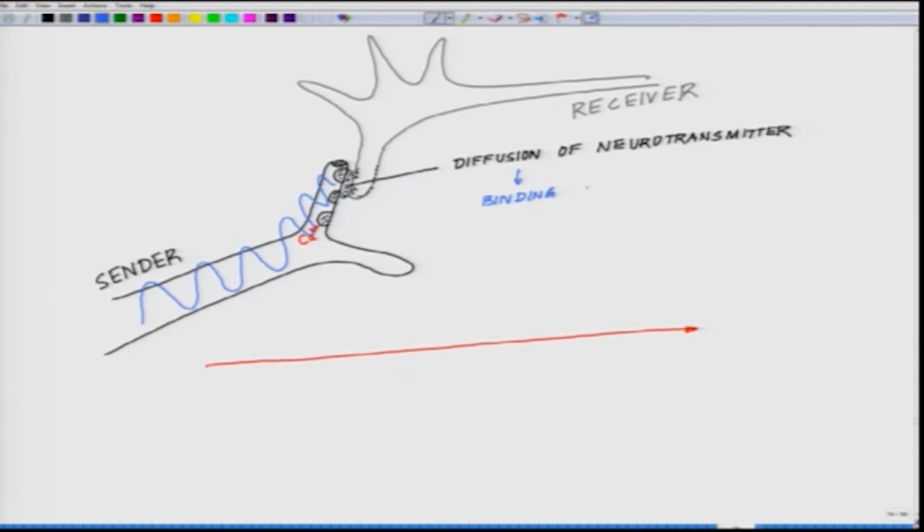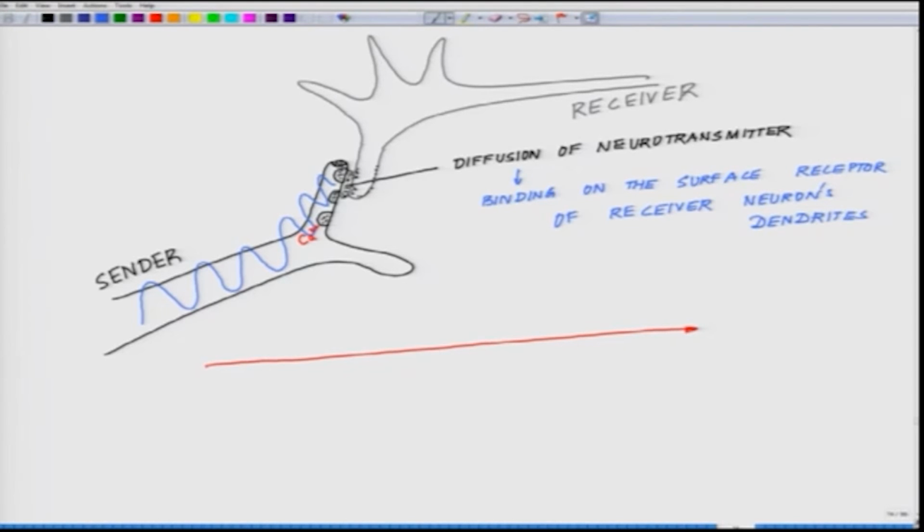binding on the surface receptor of the receiver neuron's dendrites. Okay, binding on the surface receptor of the receiver neuron's dendrites.